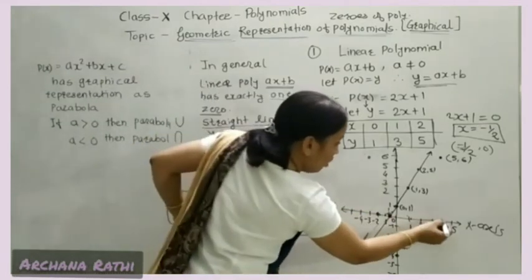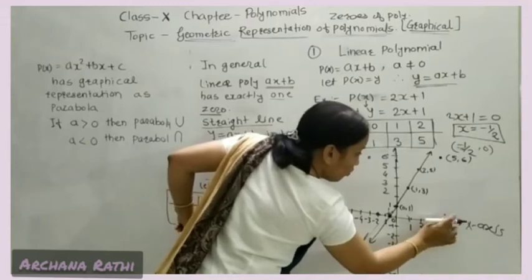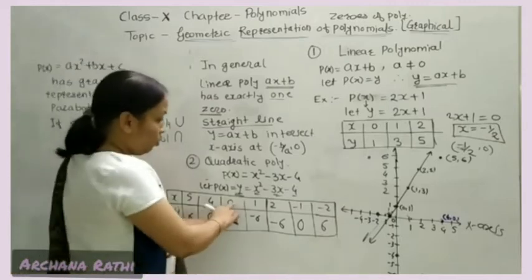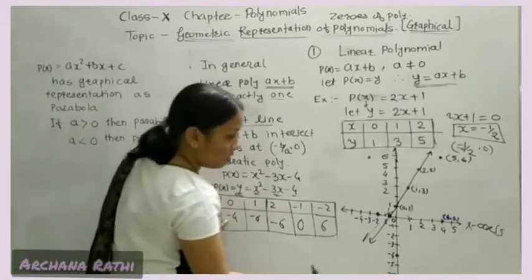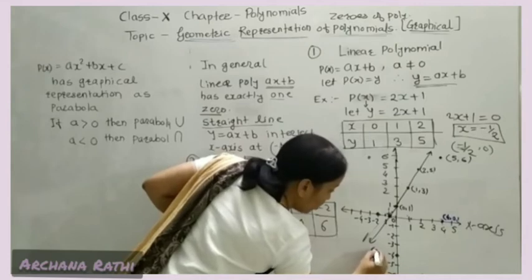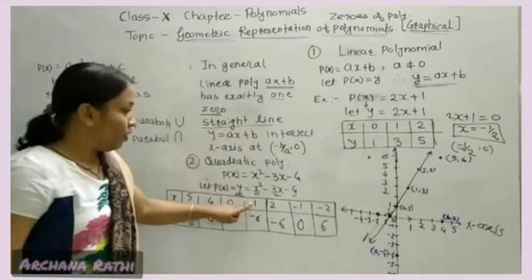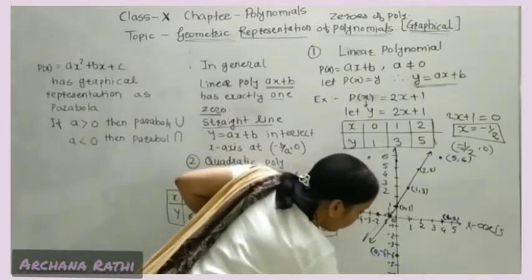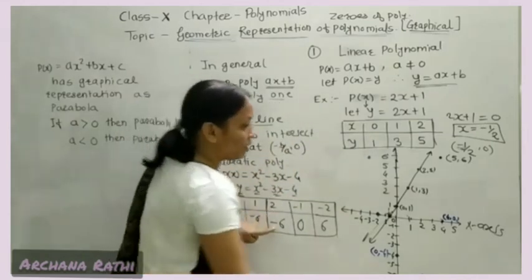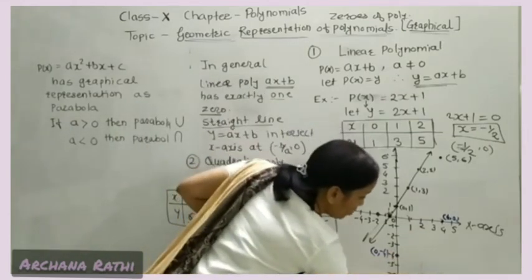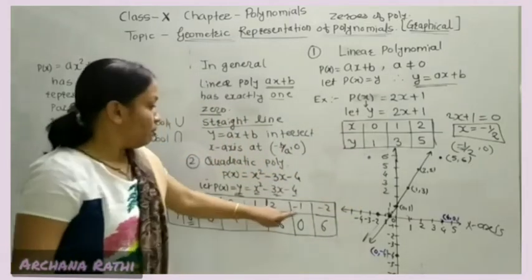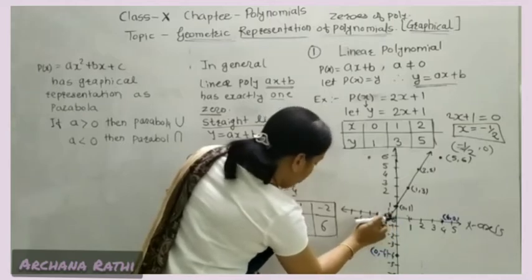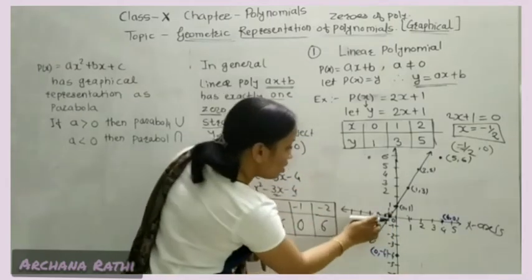The x-coordinate is 4 and y is 0, so the point will be here. Next (0, -4): x is 0 and y is -4, so it will be on the y-axis. This will be the point (0, -4). Then (1, -6), this one is the point. Now (2, -6): this is 2 and here the point is (2, -6). Then (-1, 0), here is -1, so this will be the point. And (-2, 6), this one point.